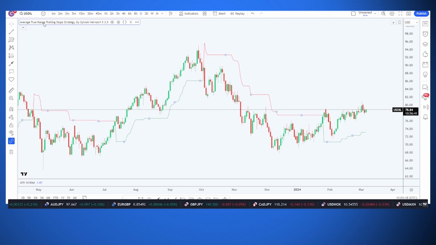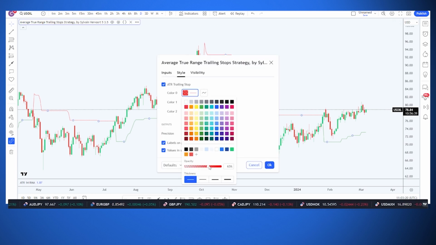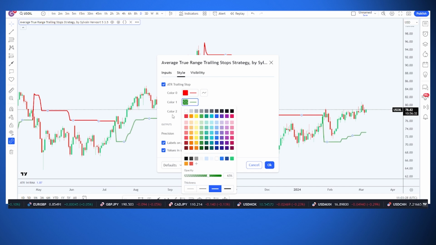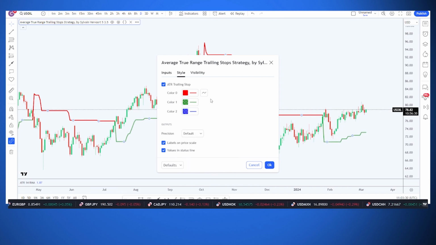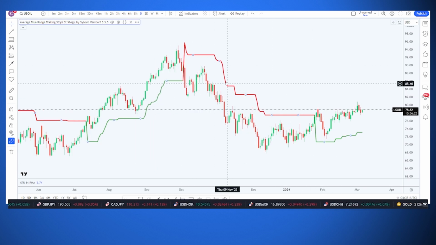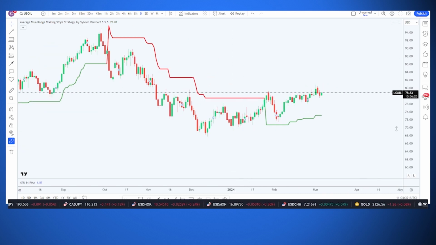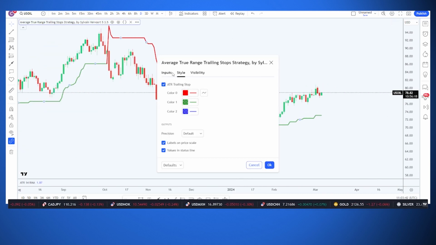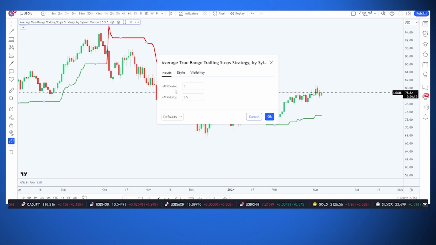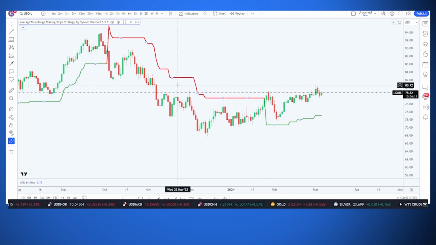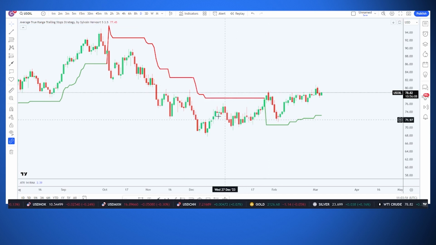Now, if we double click on this, I want to make these lines a bit thicker because they can be quite difficult to actually read. So we're going to make all of these a bit thicker. 2. There we go. Press OK, and it's a lot easier to see now. And we can change the colors if you want as well. Now, what this has done for us, and you can see the settings as well if you want to. You can see that they're using an ATR period of 5 and a multiplier of 3.5. This is just part of this strategy, and I've used it before, and it has worked really, really well.